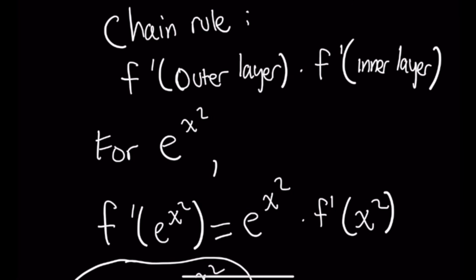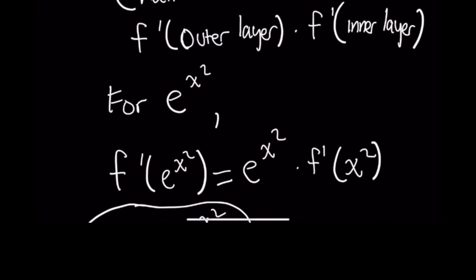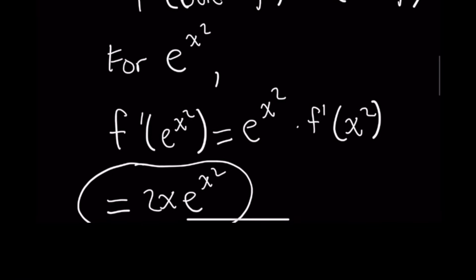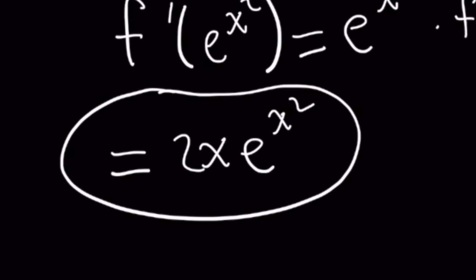And we know the derivative of x squared itself is 2x. So e to the x squared times 2x would be your final answer here.